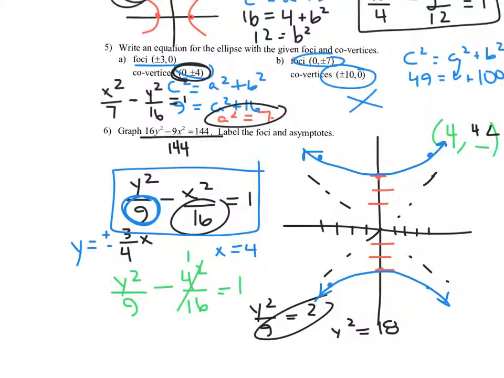And then I'm going to label the foci and the asymptotes. So my asymptotes are going to be at y equals plus or minus 3/4 x. And then define the foci. It's going to be 9 plus 16, because it's a squared plus b squared. So that's 25. And the foci are going to be on the same axis. So the foci are going to be at (0, 5) and (0, negative 5).